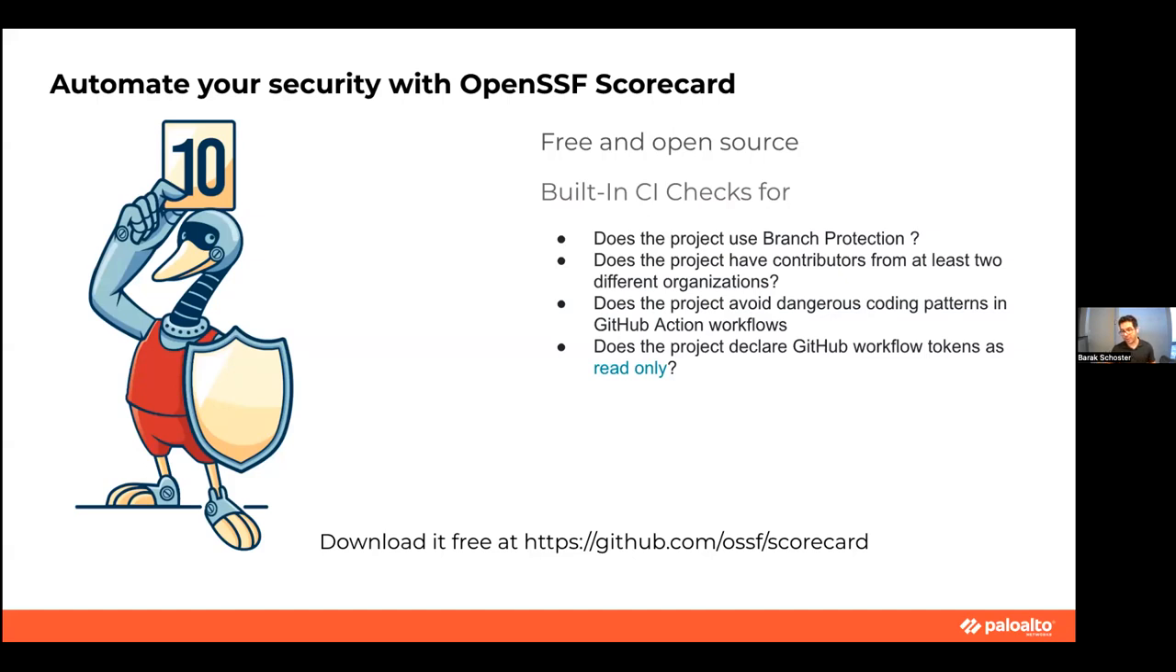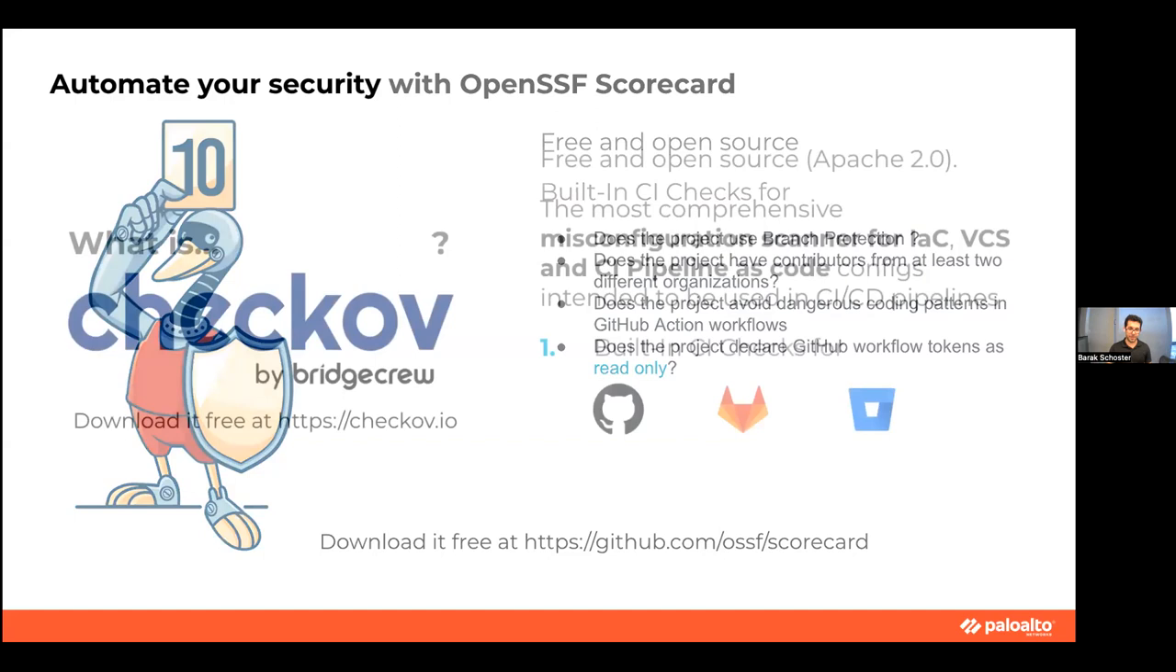It's pretty easy to start. It's on github.com OSSF scorecard. And it also has a marketplace action that you can add and scan periodically on your GitHub repository.